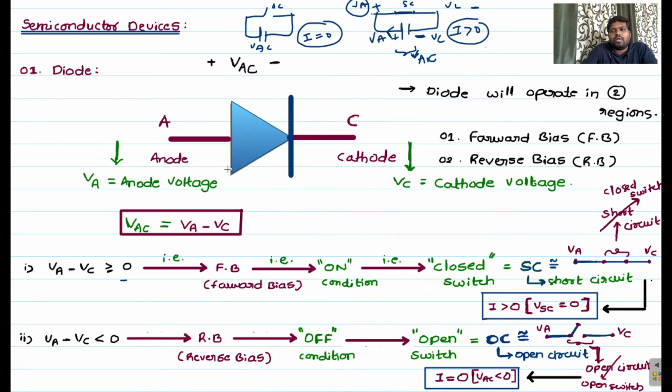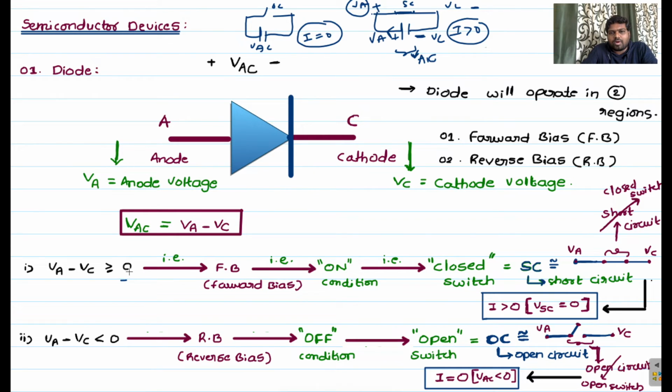For example, we are making diodes with silicon or germanium, and some other materials are also used to fabricate the diode. So that material definitely has a certain amount of resistance. Due to that resistance, there should be a predefined voltage to activate that particular device. That predefined voltage is called the cutoff voltage.